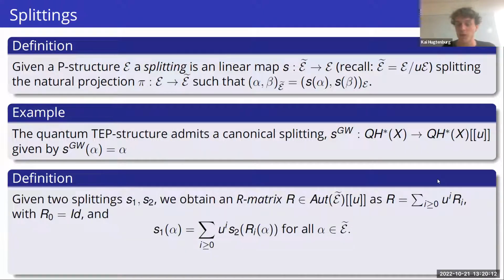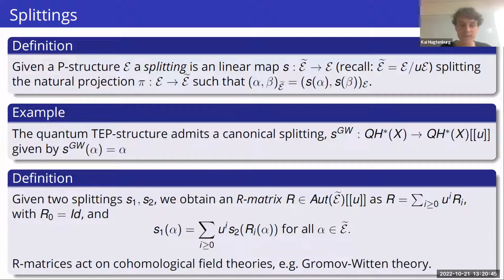But now what is interesting is, suppose that we have two splittings on a TEP structure, then you get this gadget, which is known as an R-matrix. And what is an R-matrix? It's a power series in U of automorphisms of E tilde. How is it defined? You can write your first splitting in terms of the second splitting by applying this automorphism to E tilde. That's all it's doing. It's just packaging the data of how to relate two splittings. Why are these interesting? Because these R-matrices act on cohomological field theories. I won't describe how this works, but I will state consequences for Gromov-Witten theory. If you like cohomological field theories, think of Gromov-Witten invariants; that will be sufficient for this talk.